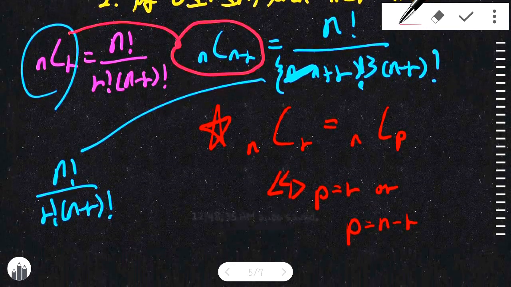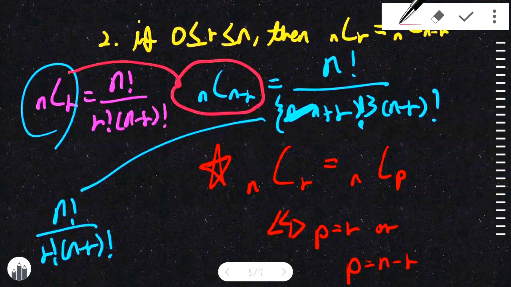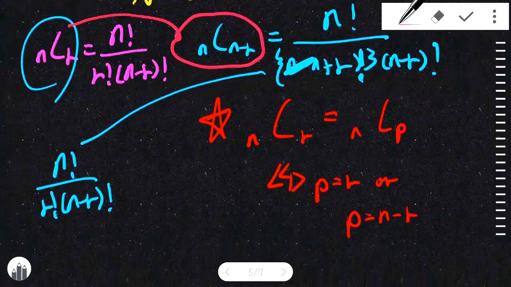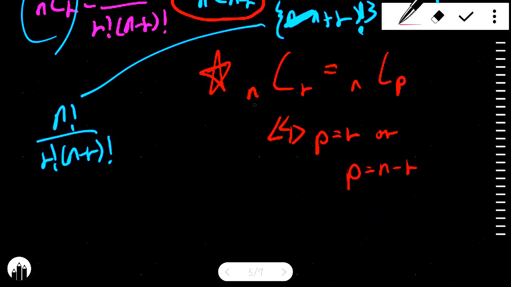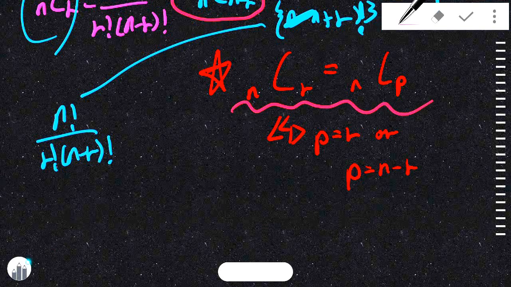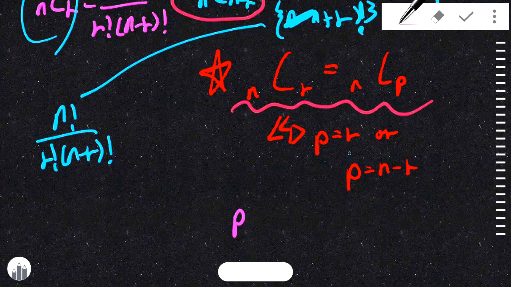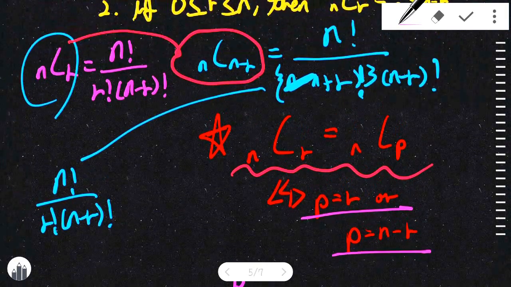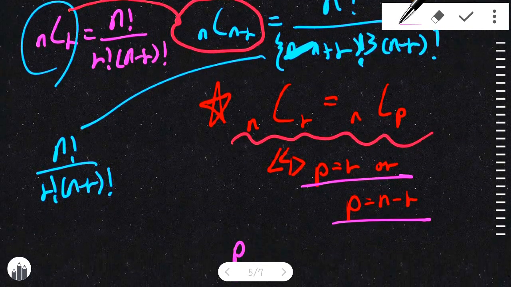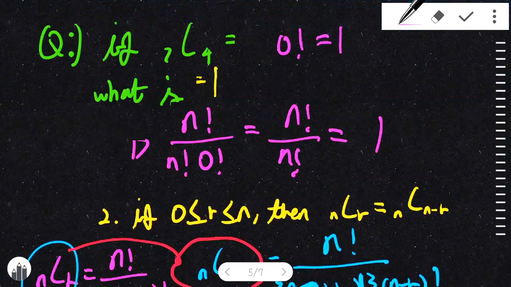Now, we can use this feature in the opposite way. If a problem says nCr is equal to nCp, then we know that p is either equal to r or p is n minus r, because we've just shown that nCr is equal to nC(n minus r). These are the features of combination.